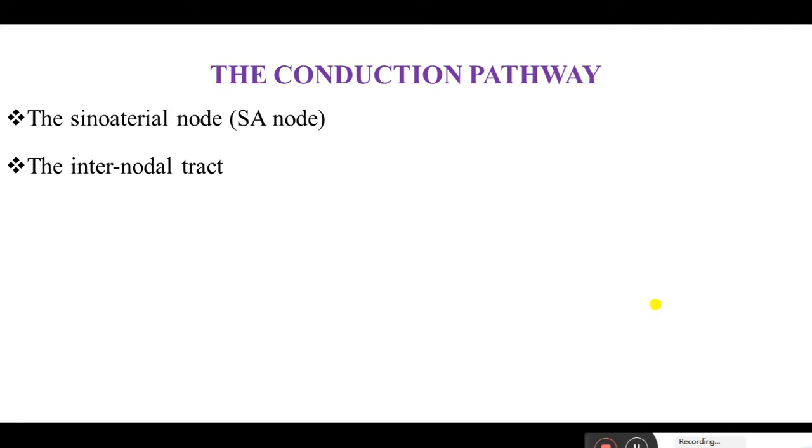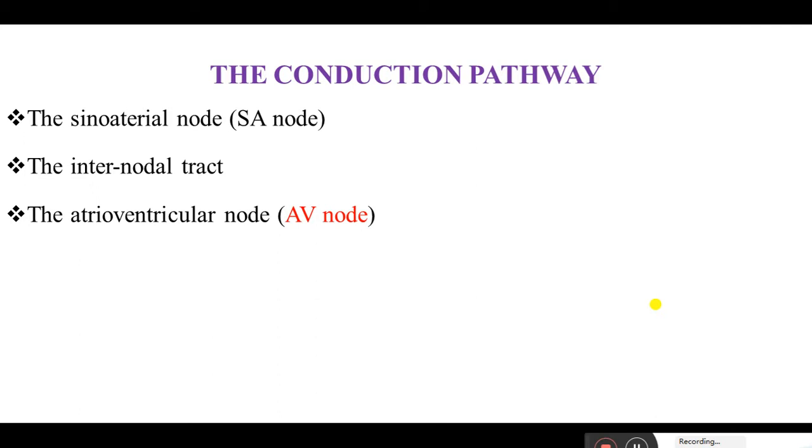The electrical impulse travels across the atria in the first place to create atrial contraction for blood to be pumped from the atria to the ventricles. This signal that is created by the SA node travels along a path called the internodal tract, which distributes the signal, the electrical impulse, across the atria for them to contract. And we'll take a look at this internodal tract in the upcoming diagram.